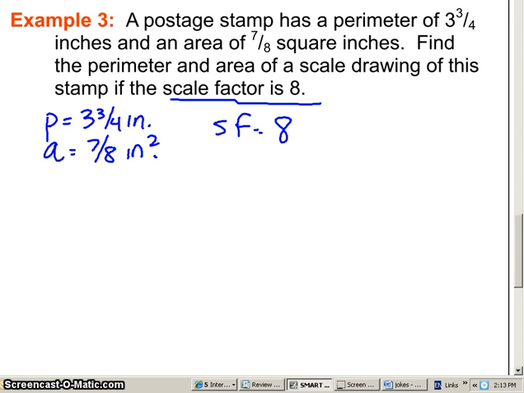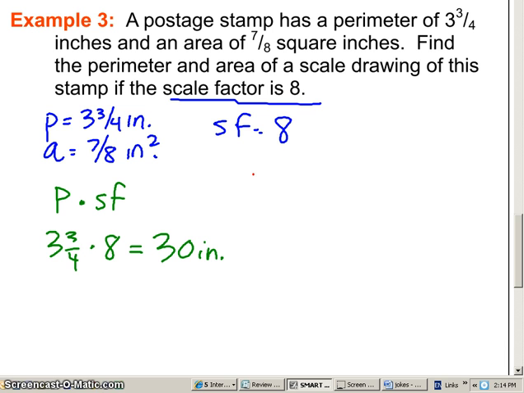How many times is it being enlarged? 8 whole times. So once again, go back to our formulas. To find the perimeter, you take your original perimeter, which is 3 3/4, and multiply it by the scale factor. In this case, which is 8. 3 3/4 multiplied by 8, you get 30. What are our units? 30 inches.